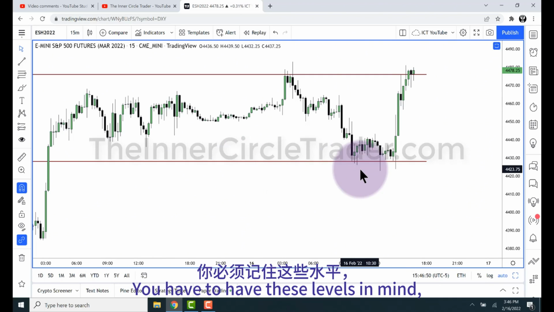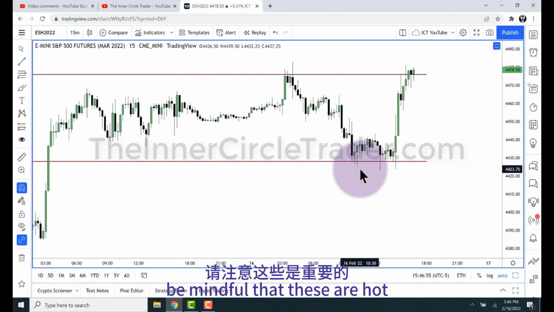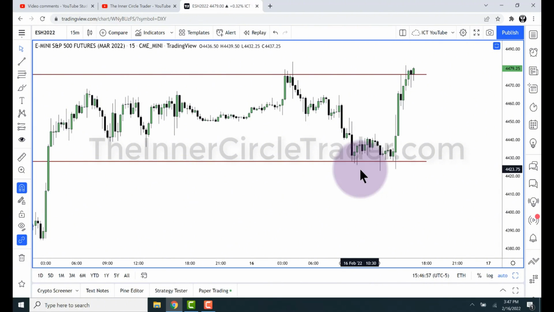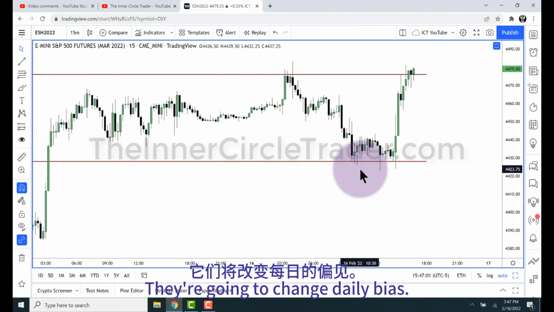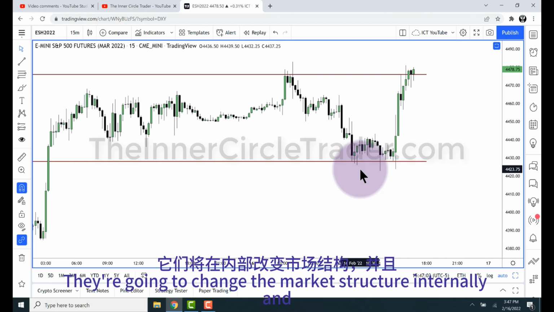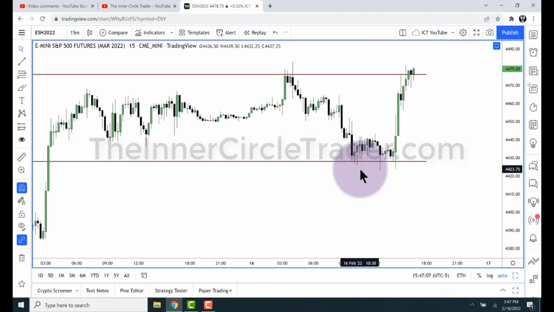You have to have these levels in mind, folks. Whether you have them on your chart or whether you have them in your notes, be mindful that these are hot levels. They're levels that are going to be meaningful to you. They're going to change daily bias. They're going to change the market structure internally, and you're going to see real moves come up from them. This is just a testimony alone to it.